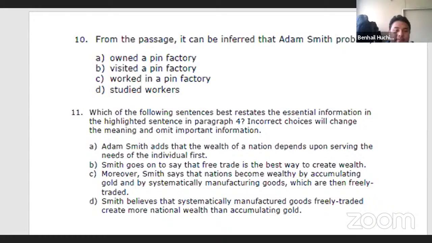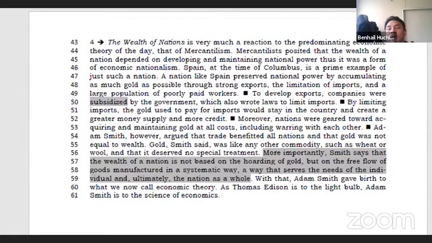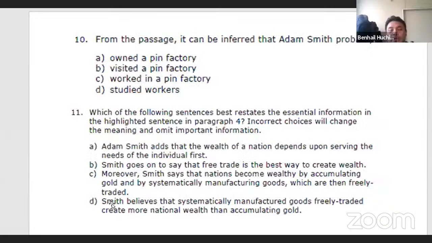If you go again, here is the sentence. Which one do you think it belongs to? The last one, the D. Letter D. Smith believes that systematically manufactured goods freely traded create more national wealth than accumulated gold. And that is correct. That is the correct answer.